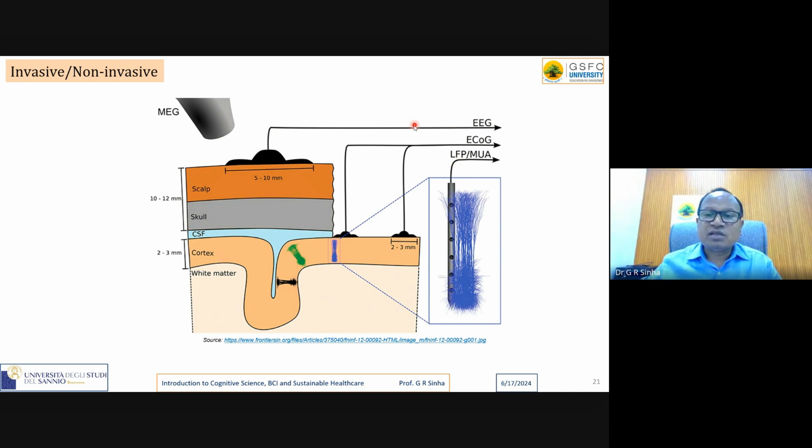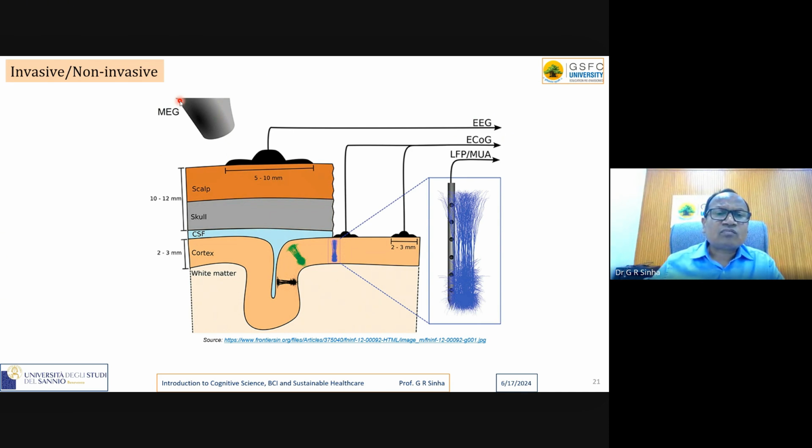So these are the modalities, and you can now understand what we mean by invasive and what we mean by non-invasive. EEG is a non-invasive technique. There is one more term, MEG, which is also non-invasive. That is magnetoencephalography. The difference between MEG and EEG is that a magnetic field is used here, whereas in EEG, electrical recordings are made. Here, magnetic field potentials are recorded in the case of MEG.